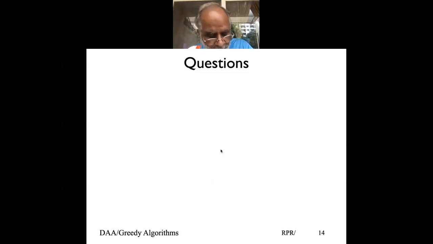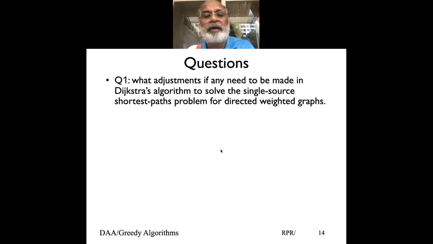Now, a few questions I would like you to go through, a variant of Dijkstra algorithm. One example is, suppose my graph was an undirected graph, but I convert it into a directed weighted graph. Do I need to change anything in my Dijkstra algorithm?